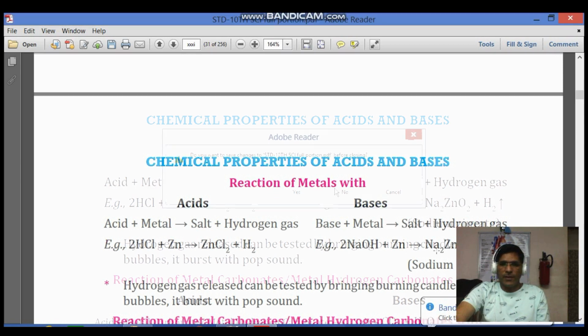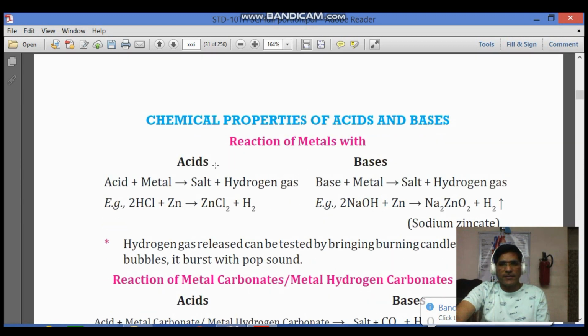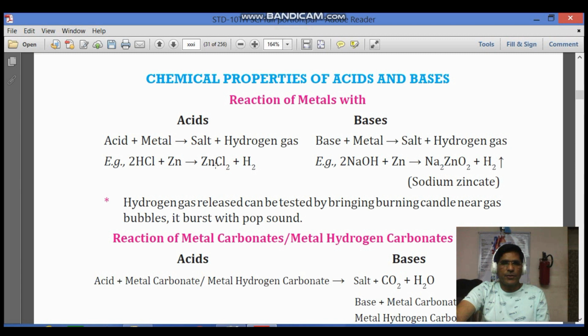But as already discussed, we want to start today the chemical properties of acids and bases. From this lesson you also have to write the important related chemical formulas. So, chemical properties of acids and bases. First, the reaction of metal with acid. So first, the chemical properties of acids.